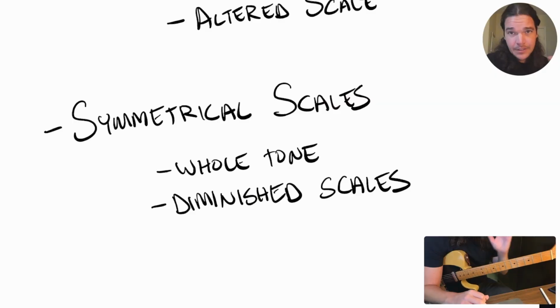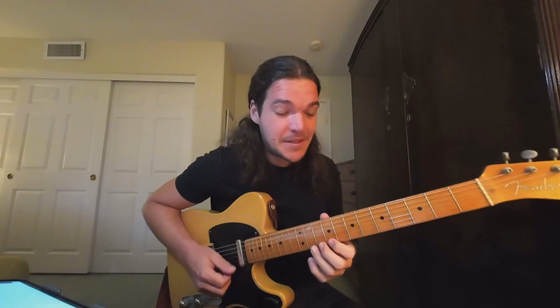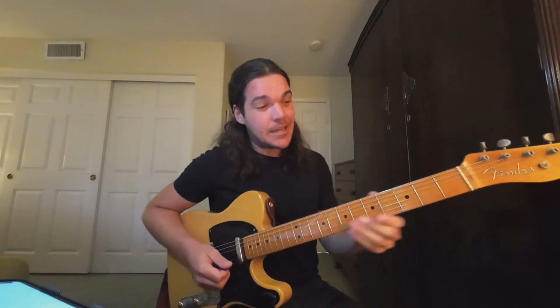That's all it is. A diminished scale, there's actually a couple different types of diminished scales. Let's just choose one. We'll talk about the half whole diminished scale. So half whole means that you do a half step and then you do a whole step, and you just repeat that forever. Half step, whole step, half step, whole step, half step, whole step, half step, whole step. And there we have a diminished scale.